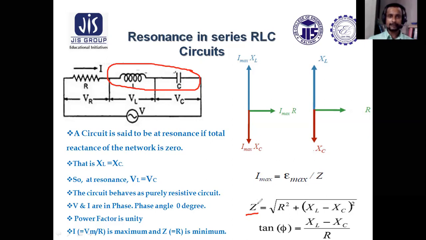At resonance, as the circuit behaves as purely resistive, the phase angle between voltage and current will be 0 degree. That means voltage and current will be in the same phase. Power factor will become unity. As power factor becomes unity, the maximum power will be delivered to the load side. So these are the basic concepts of resonance which we discussed earlier. Now let us today discuss its graphical representation and the derivation of resonant frequency as well.